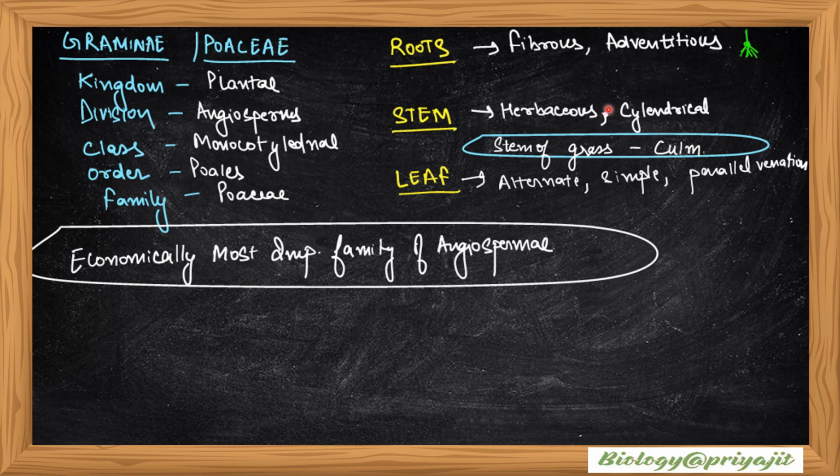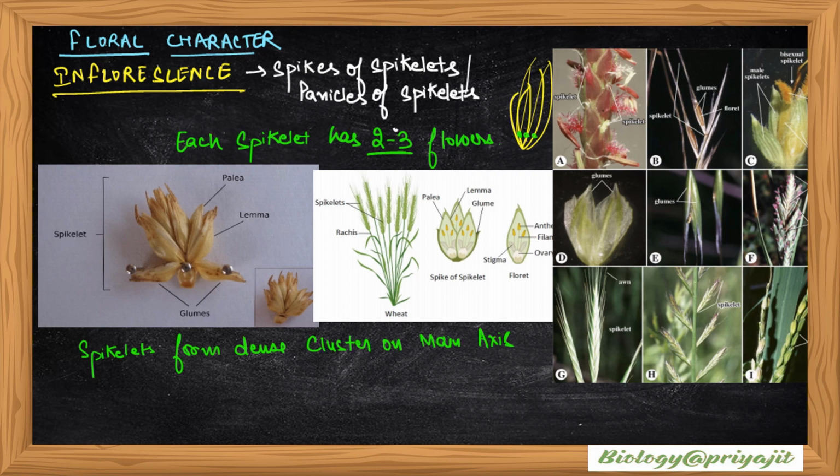The stems are herbaceous, weak, and cylindrical in shape. The stem of grass is called culm. Leaves are alternate, simple, and we can find parallel venation. Now go for the floral formula of the family Gramineae.